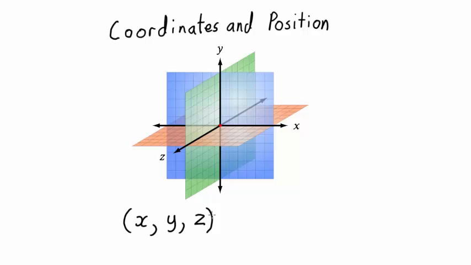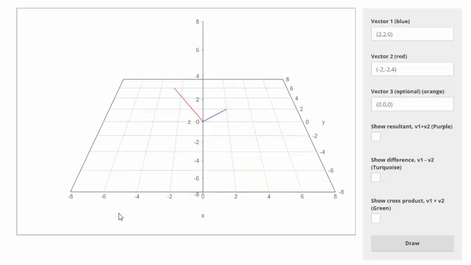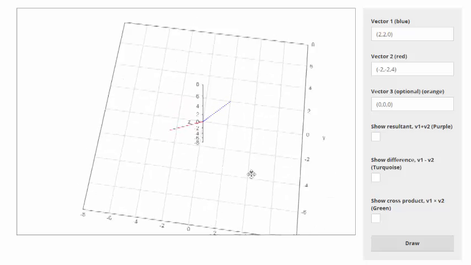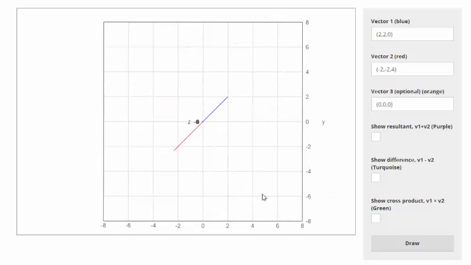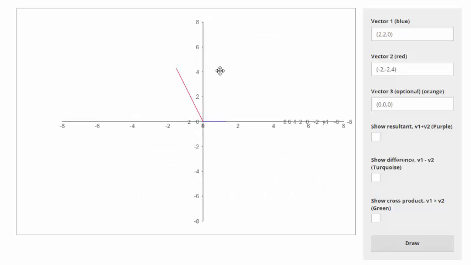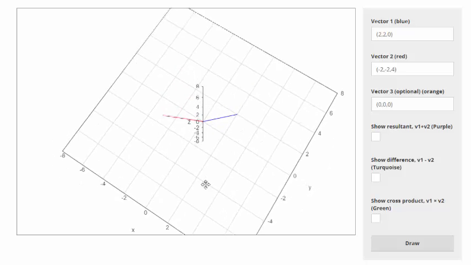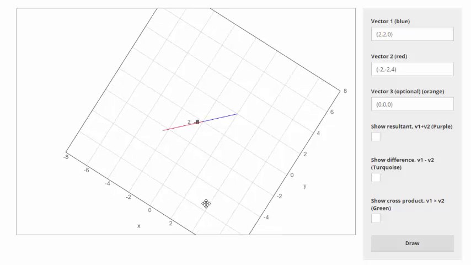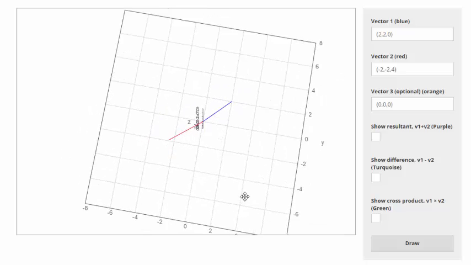To have a look at this, I have a 3D simulation. So first, we're going to look at the point 2, 2, 0. So the blue line here goes from the origin to the position 2, 2, 0. Note that this point is 2 units along the x-axis and 2 units along the y-axis. But it hasn't moved at all in the z direction. It's completely flat.